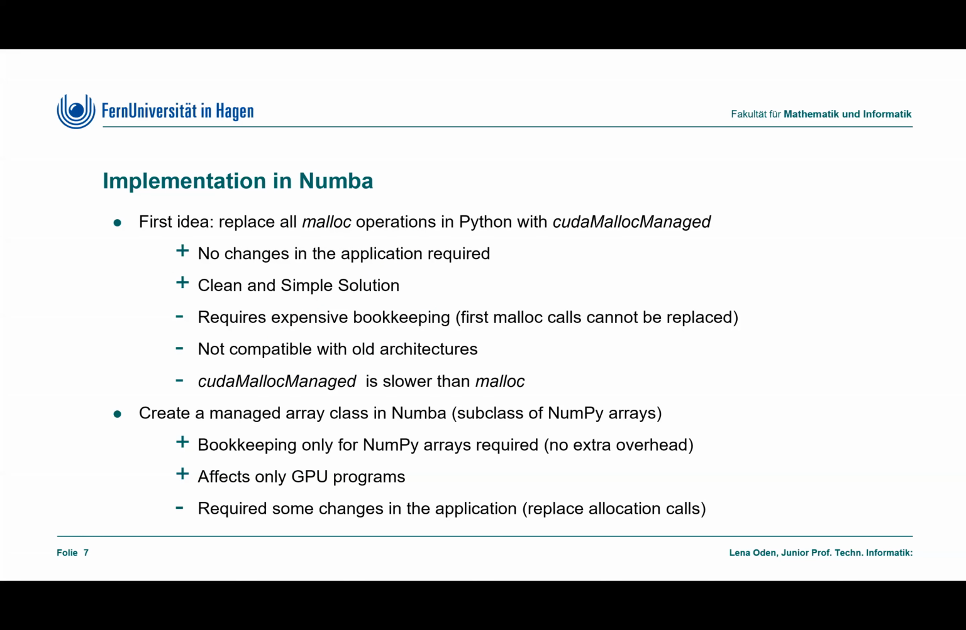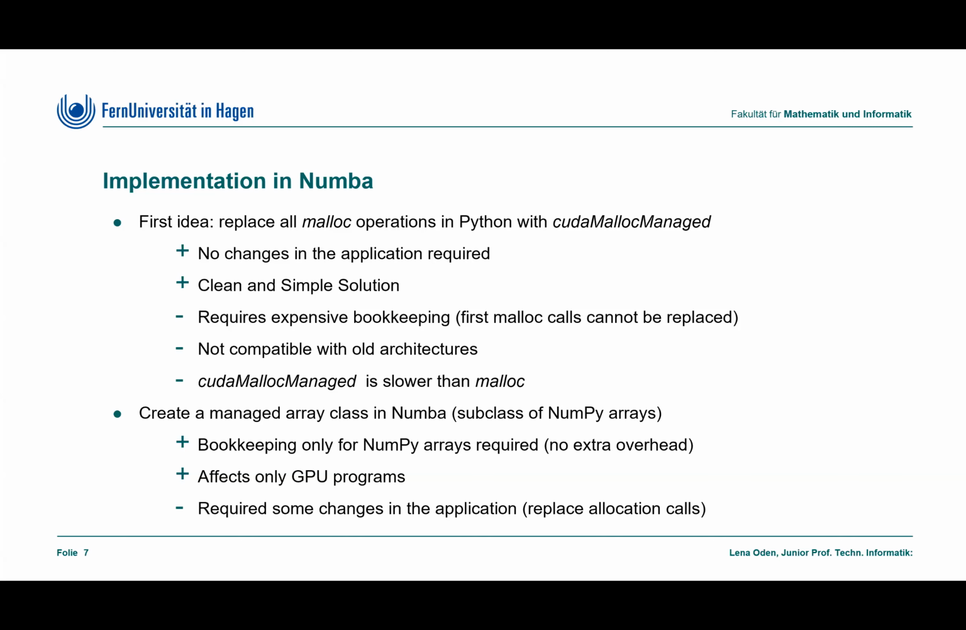And actually we like this solution, because if you have a machine which supports it, it's a very clean solution: you just see your machine as one big machine with one big memory area. The problem is that it still requires expensive bookkeeping, because we can change the allocation function in Python, but not at the beginning. So the first few allocations would still use the old malloc, and later allocations would use the new one, and then you have to keep book of which memory area is allocated with which function, otherwise we get segmentation faults.